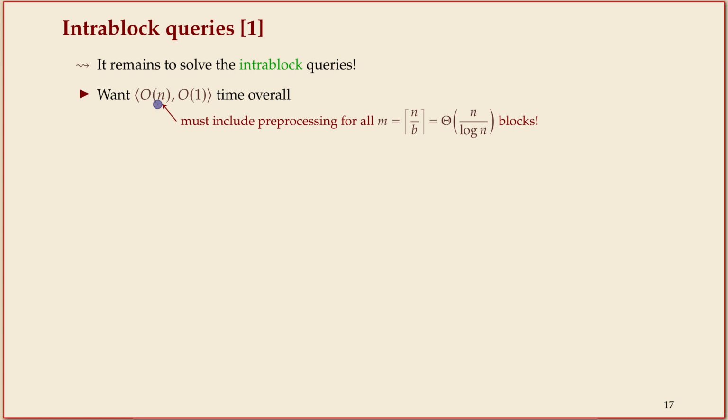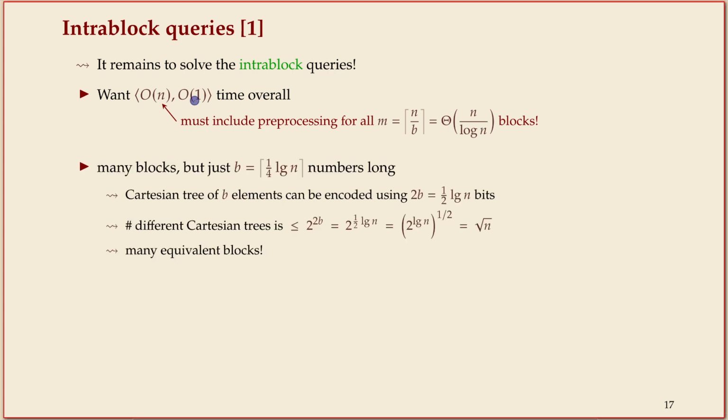We want linear preprocessing time overall. And we have to do a preprocessing step for all the n over log n blocks. So we really can't spend much time on each of them. And we also want constant query time. So we have quite a lot of blocks, but they're all super short. And in particular, the number of elements in a block is chosen so that with our encoding from before, we get a small number. So what does that mean? Each of these little blocks, for the intra-block queries, we only need to know the relative order within the block. So all we need to know for RMQ queries is this little Cartesian tree within the block.